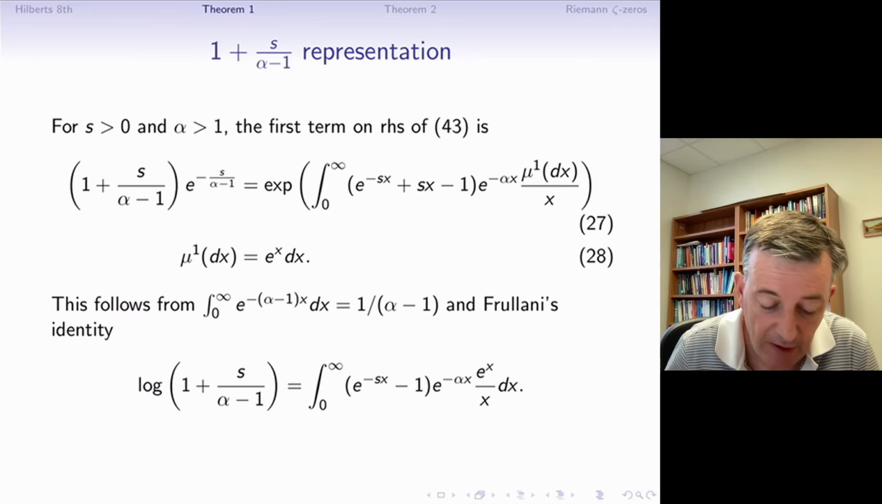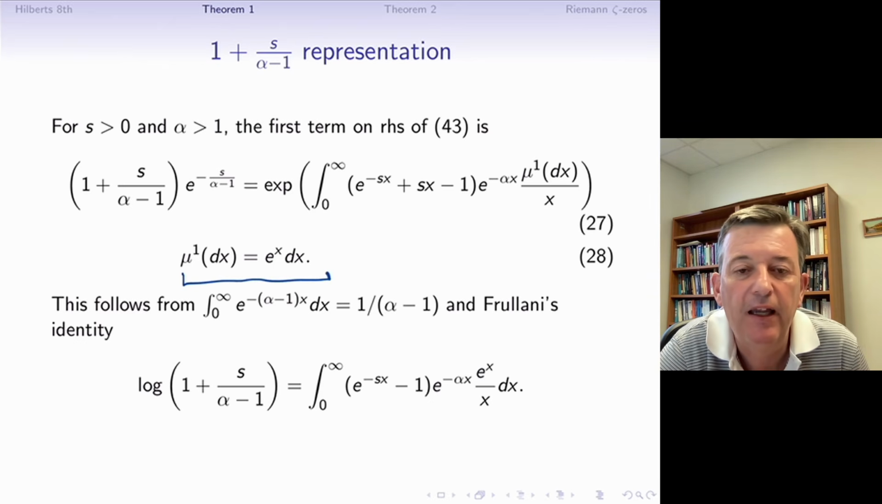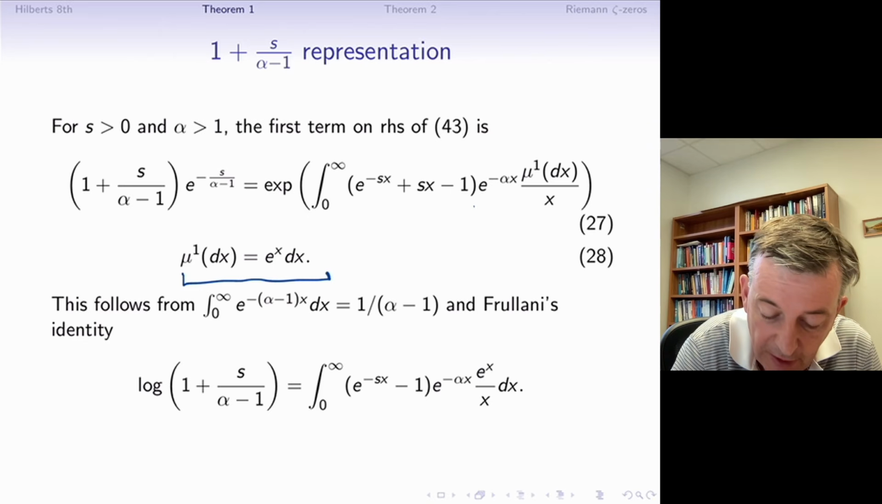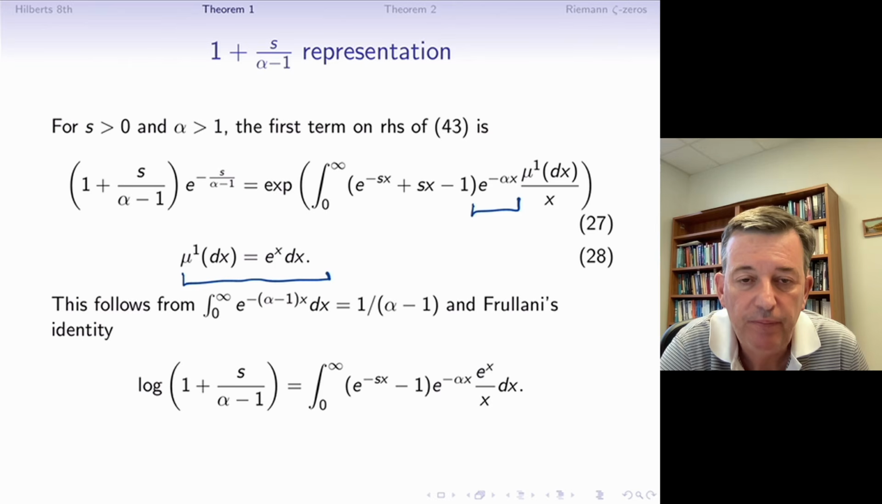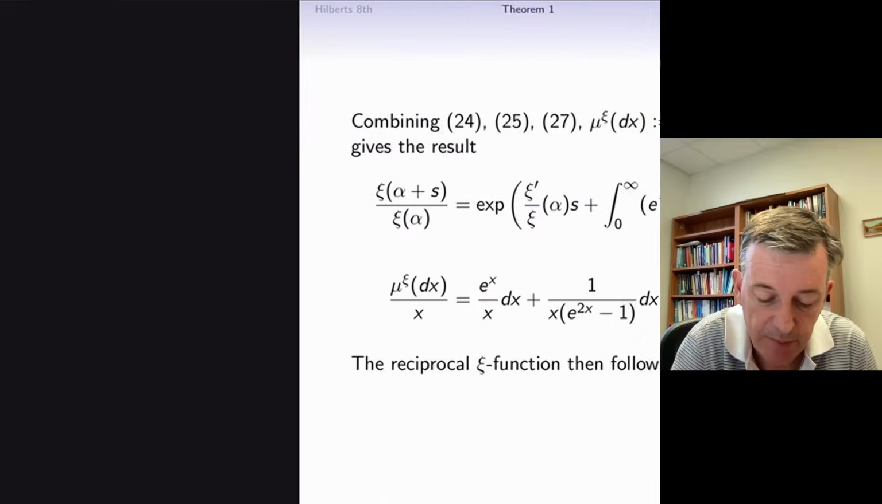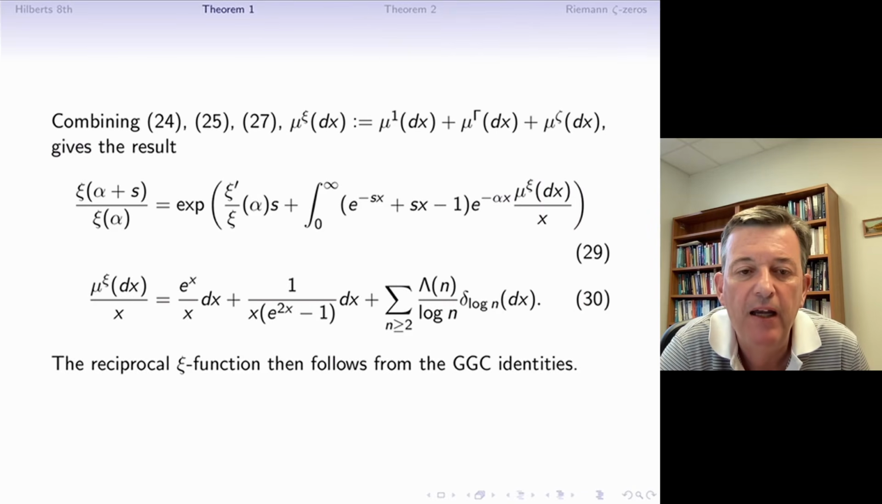in 27 and 28 with a measure e to the x over delta of x, and don't forget that that gets hit by e to the minus alpha x, where alpha is actually bigger than 1. And essentially what we've used there is our favorite identity, Frullani's formula. Okay, so that's dealt with all three of those terms. Let's put it together. So essentially combining, we've proved the first part of theorem 1, a representation for x psi of alpha plus s over x psi of alpha in terms of its Levy representation, and we've actually identified what the Levy measure mu is.